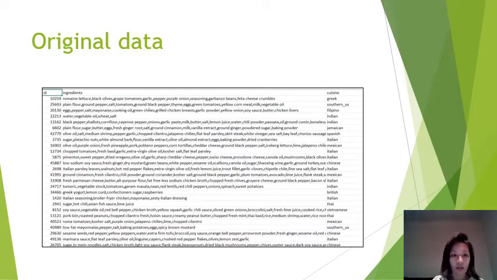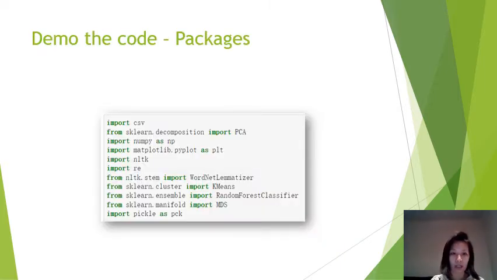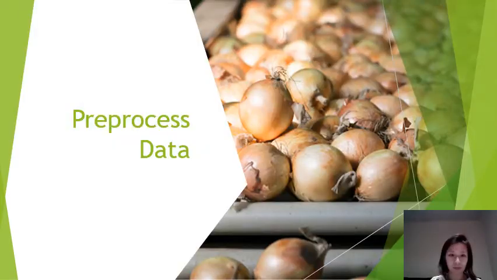So here is the original data that has 40,000 different menus. It has the ID, the ingredients of each menu, and the question for this food. Here are the packages I will use for this recommendation.